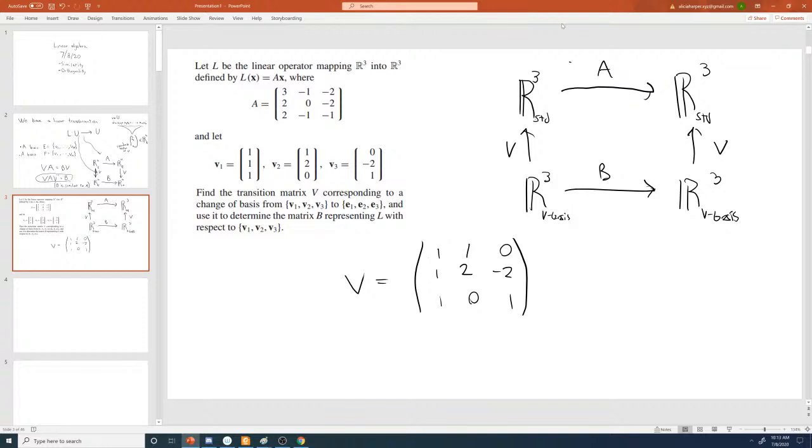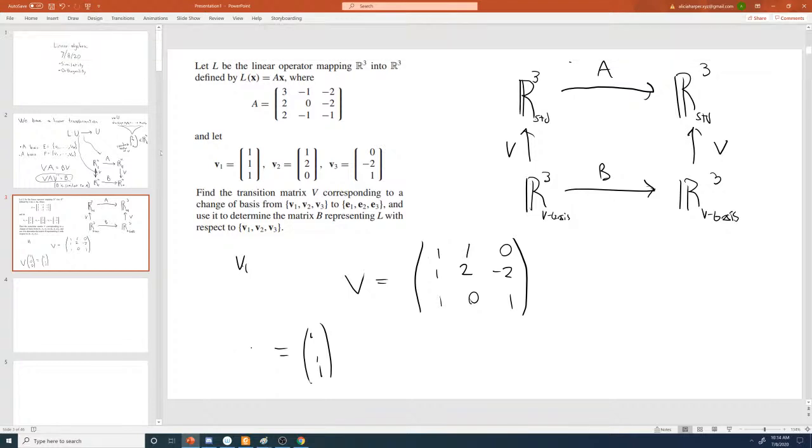Because you can see that if you look at the coordinate vector in the V basis, say 1, 0, 0, this corresponds to simply the vector V1. And if you multiply this by V, what do you get? Well, you get 1, 1, 1, which is the vector representation of V1 in the standard basis. So V here is how we switch from the V basis to the standard basis.